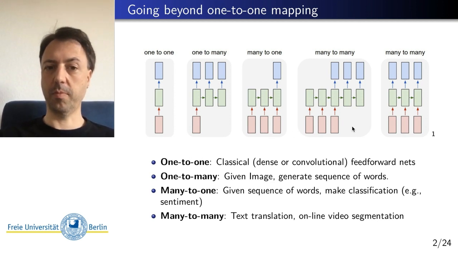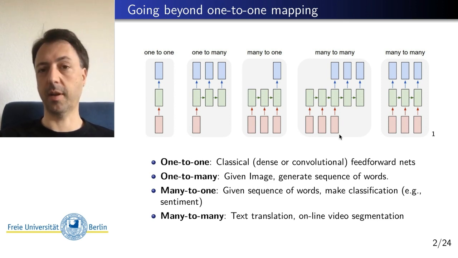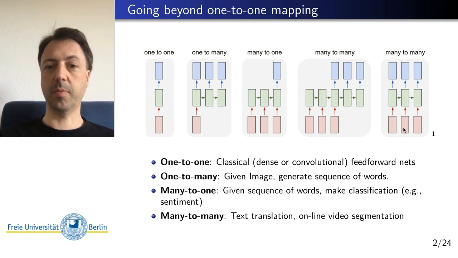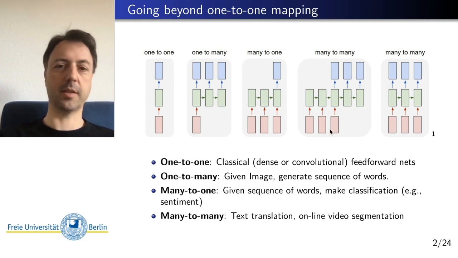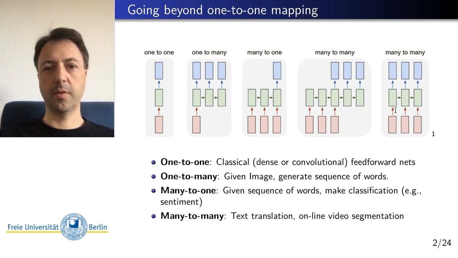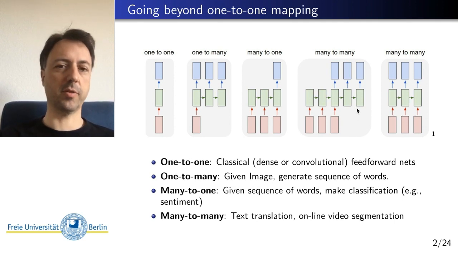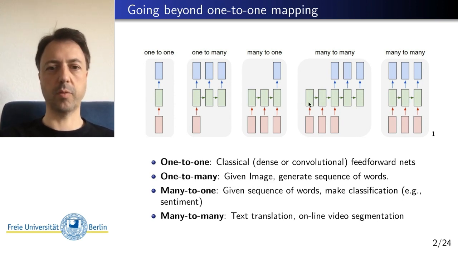It could be many-to-many. So let's say we want to translate a text from one language into another language, or many-to-many in sync versus out of sync. So this example here is out of sync. So that could be done in text translation, for example. We put a text in, we spend some time processing the text, and then we produce an output text in a different language.